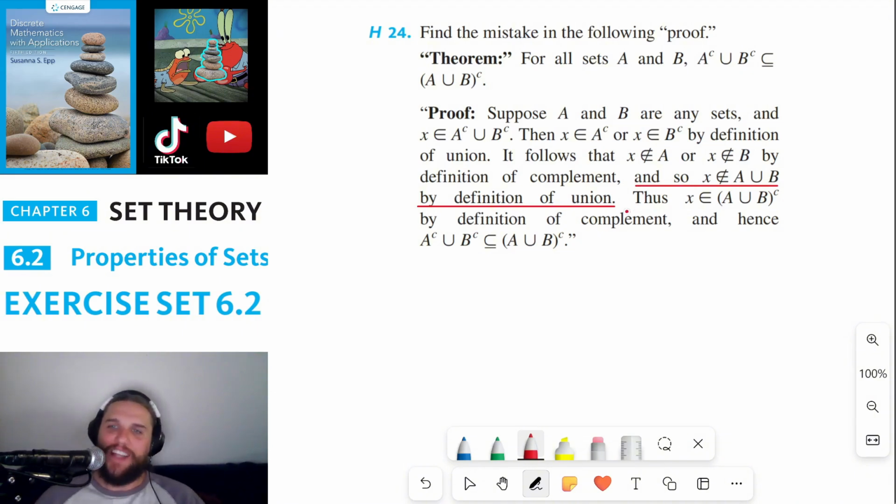The next line says, thus X is an element of A union B all complement. Now that would follow from the previous line if the previous line were true, and hence this would be true if what I underlined here was also true, but what I underlined is not true, and that's because of the definition of union. The definition of union does not have this symbol in it.